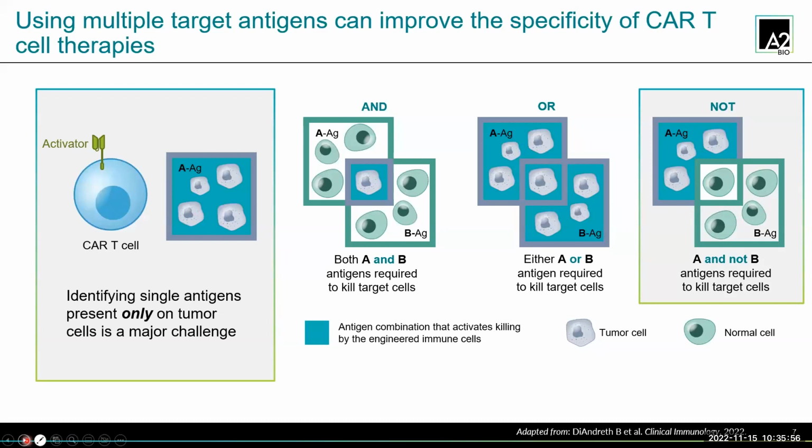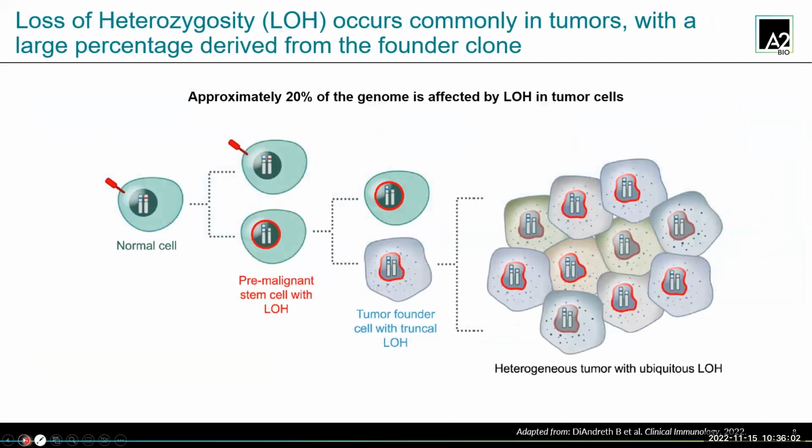So why are we interested in NOT gates? In particular, it turns out that tumor cells are really good at losing genetic material, and heterozygous loss of genetic material, called loss of heterozygosity, or LOH, occurs in about 20% of tumors. Importantly, the large majority of LOH events in cancer are believed to occur in the founding clone, which leads to islands of LOH. Because this is an irreversible event, loss of signal can then be a true tumor differentiator, which we can then exploit with a NOT gate system like TMOD.